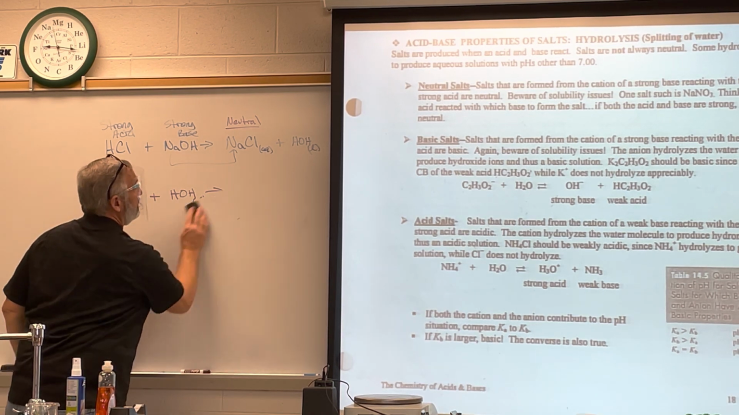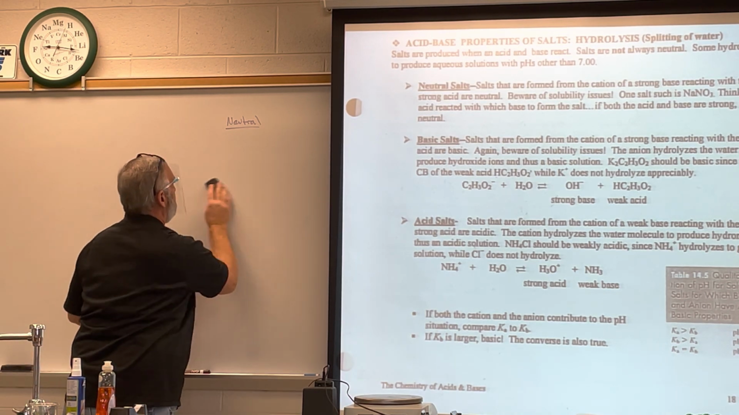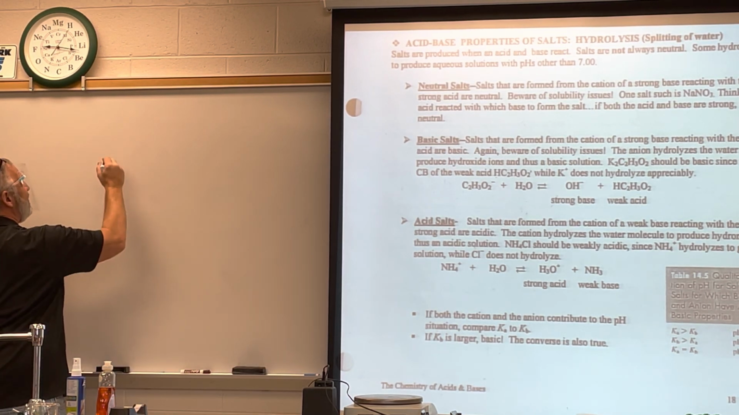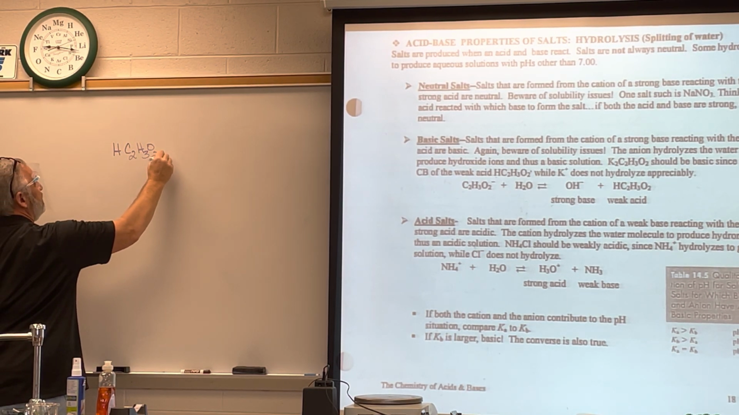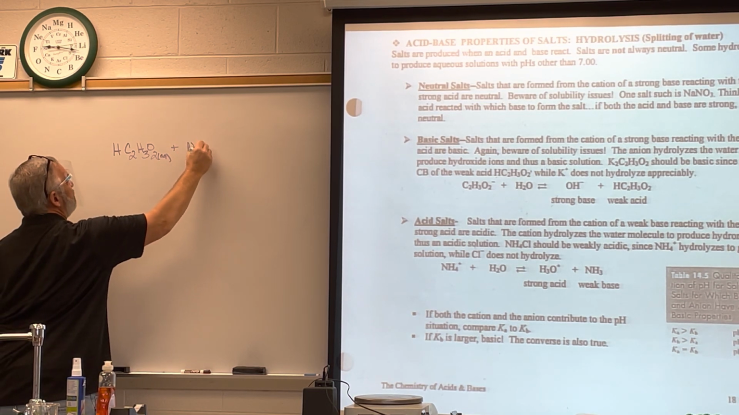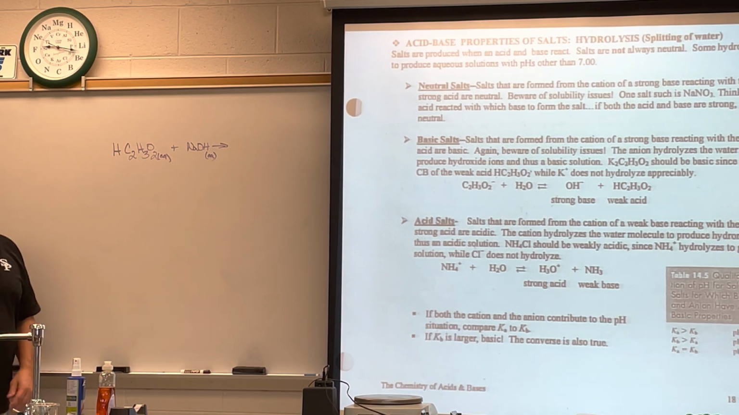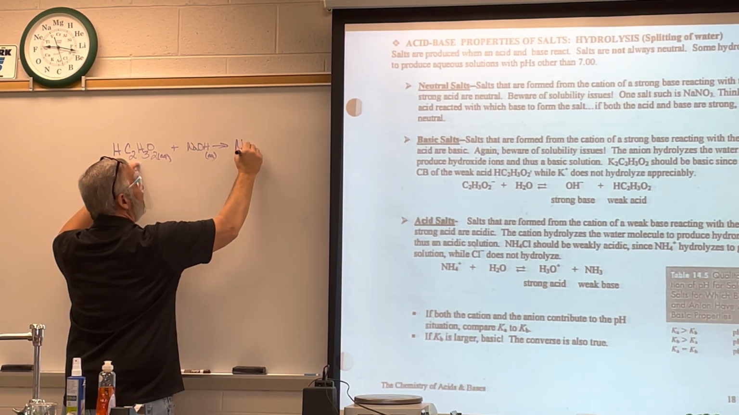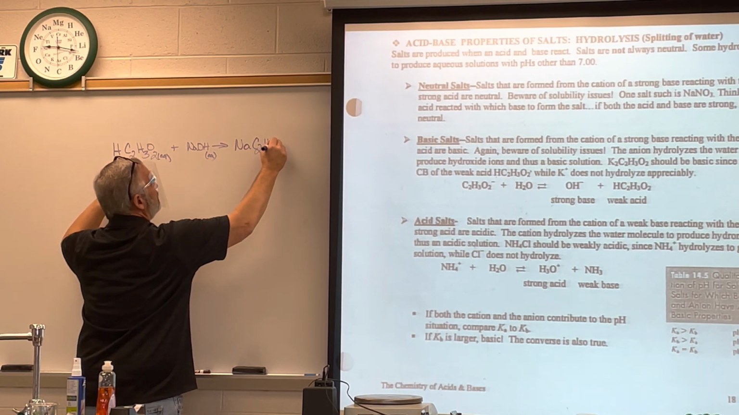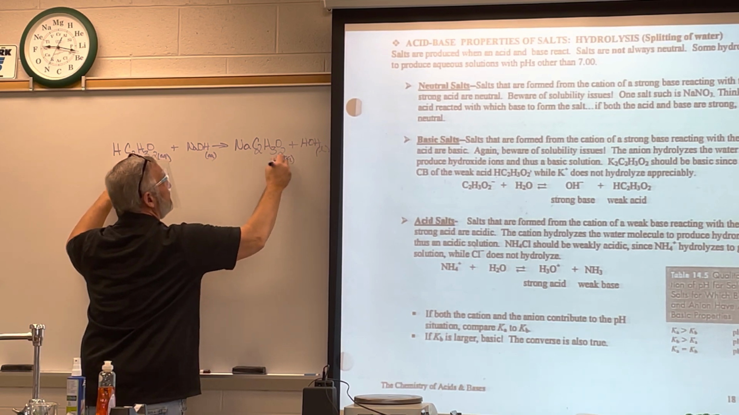Now, if we change it up and we put acetic acid, HC2H3O2, and NaOH. Now what am I going to get? I'm going to get sodium acetate, NaC2H3O2 plus HOH. And this again will be aqueous because it's sodium.